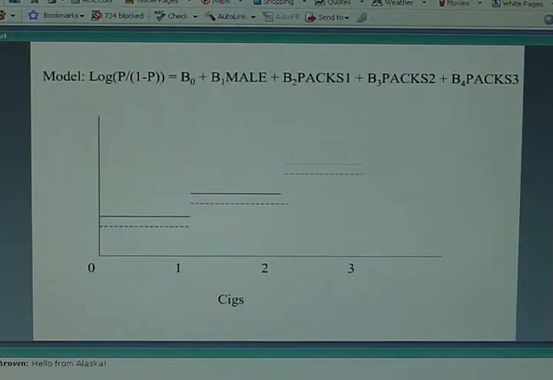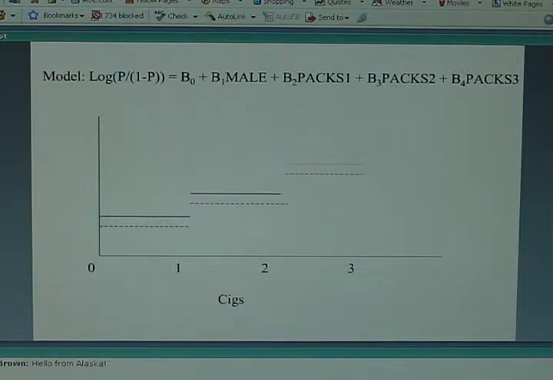But if you are a smoker, and you smoke anywhere from 1 cigarette a day, or 10 cigarettes a day, or 19 cigarettes a day, or 20 cigarettes a day, the model says your risk is the same. Because if you're a 1 cigarette a day smoker, your value for male is 1, your value for PAX1 is 1 because you do smoke part of a pack a day. Your value for PAX2 is 0, your value for PAX3 is 0. So your log odds of getting disease is B0 plus B1 plus B2.